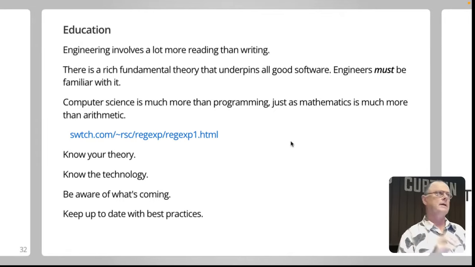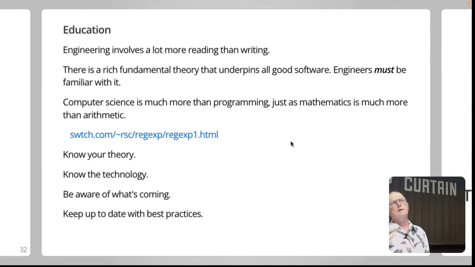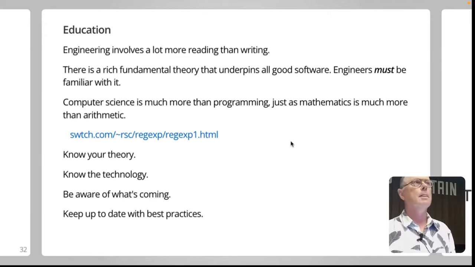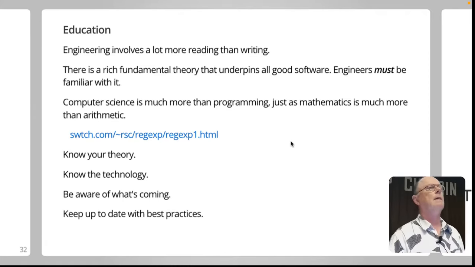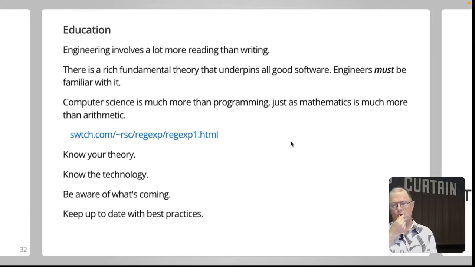Do you understand complexity theory? Do you understand parsing theory? Do you understand automata theory? Not an expert who can write a world-leading paper on automata theory, but you understand what it is. You know what a state machine is. Computer science is just a lot more than just programming. And mathematics is much more than arithmetic. It's by the same analogy.